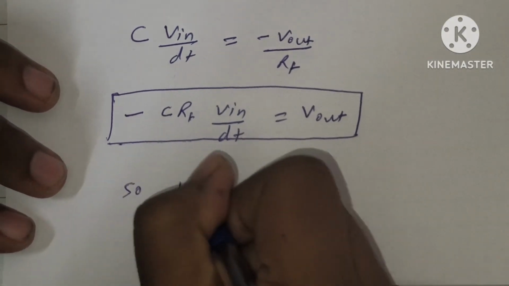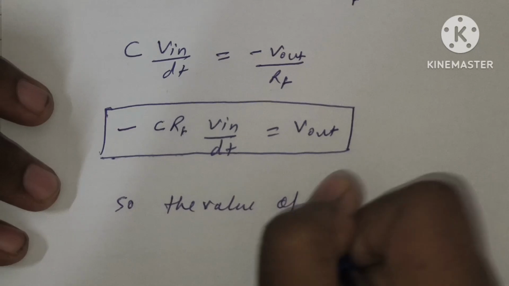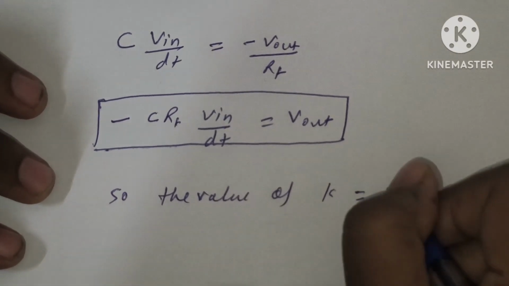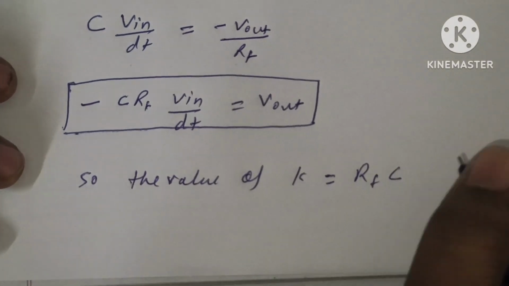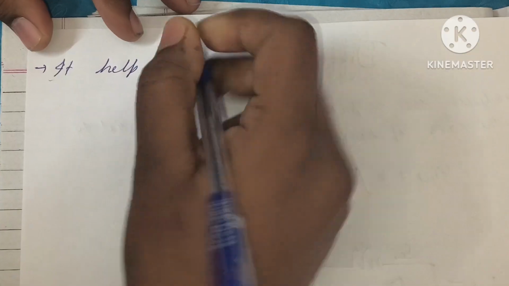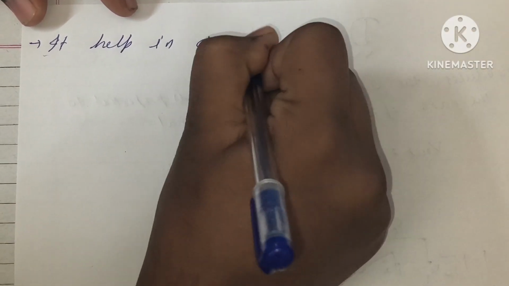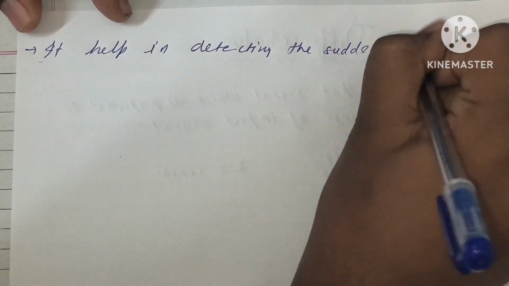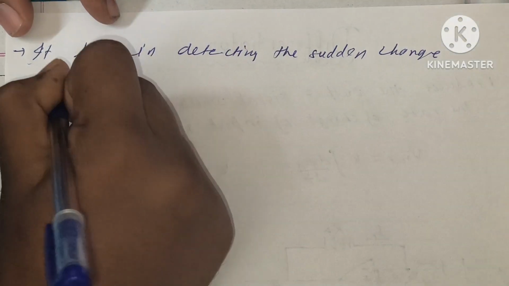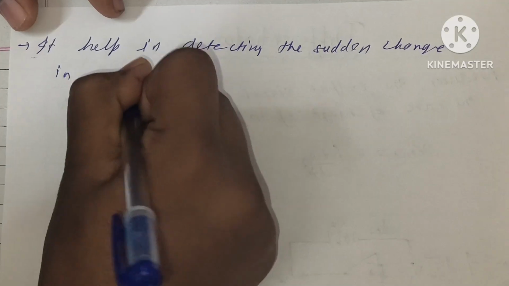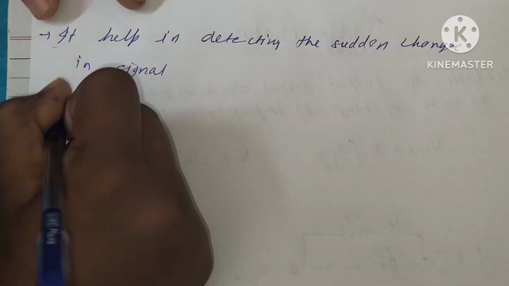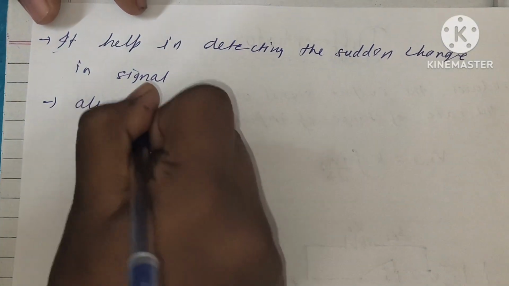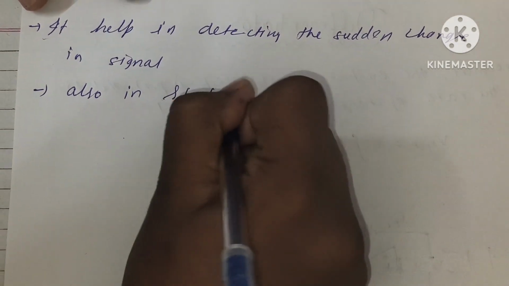So the value of K is equal to RF C. It helps in detecting sudden changes in the signal, and it also helps in shaping the input signal.